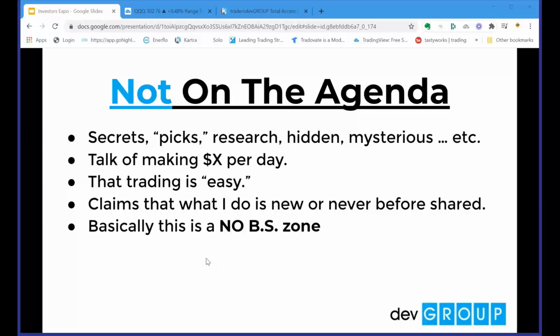Professional traders don't talk about making X amount per day. So we just don't do that. There's nothing wrong with it if you want to sort of target those things. If anything, you want to talk about the max amount of money that you could potentially lose on any given day. But we're not going to discuss any of that.